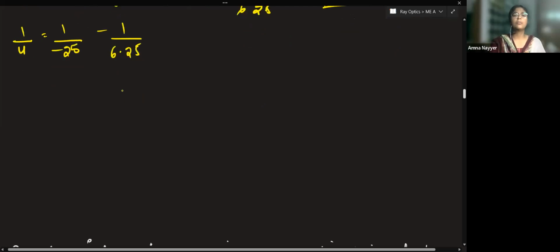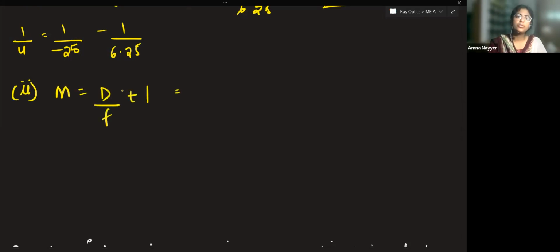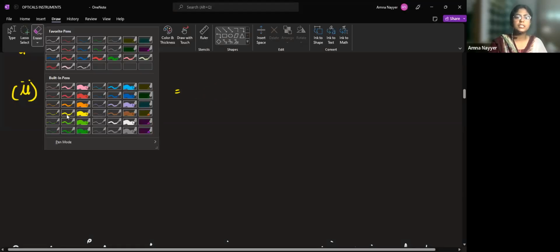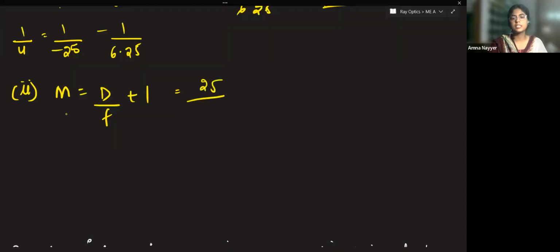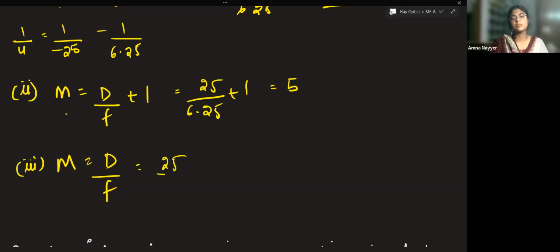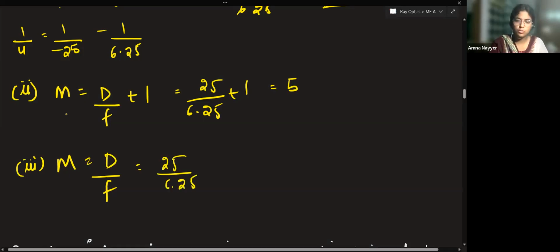Now angular magnification. Using the lens formula, you will calculate angular magnification when the image is formed at least distance of distinct vision, which is D by f plus 1. D is 25, focus is 6.25, plus 1. So this becomes 4 plus 1, 5, right? And the third part is angular magnification when the image is formed at infinity, meaning only D by f. So that is 25 by 6.25. That will give you 4.